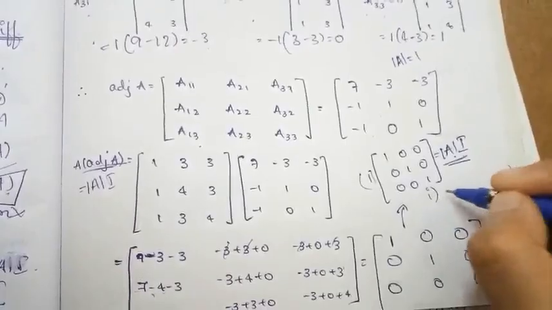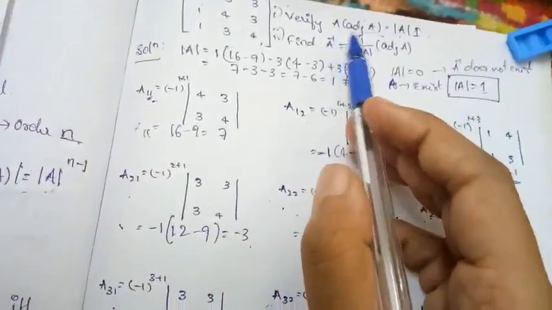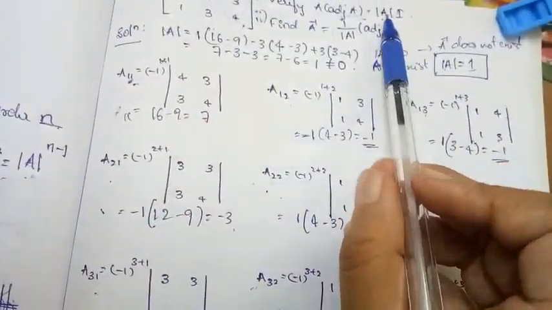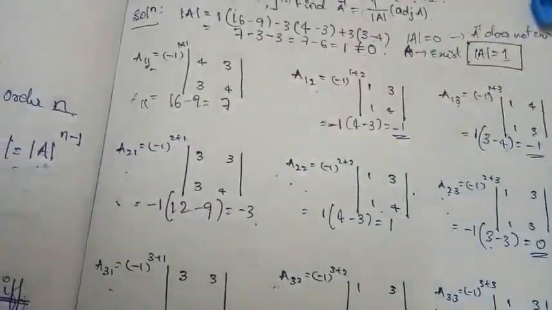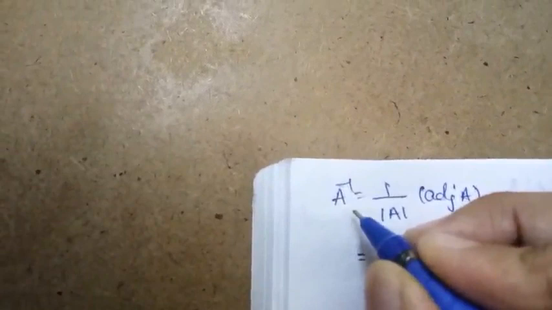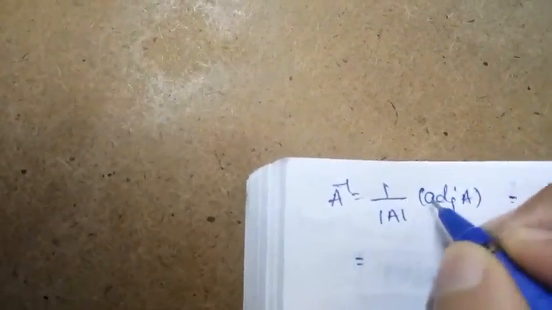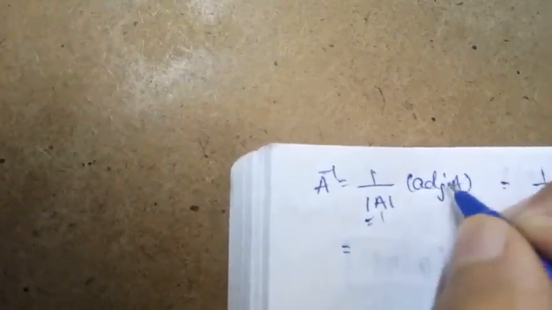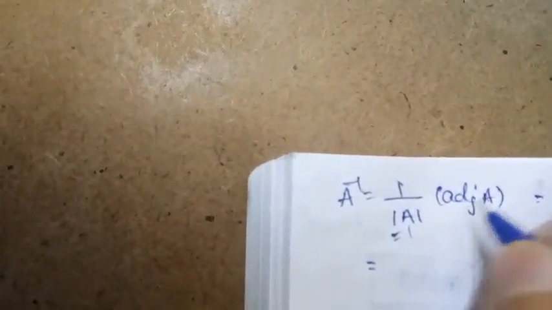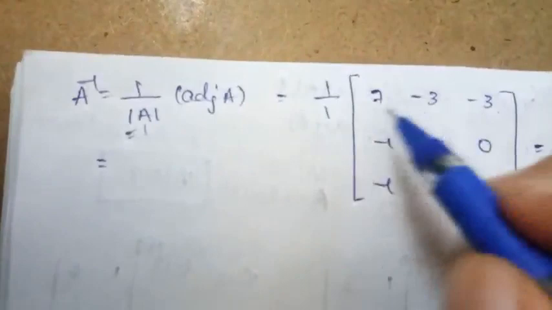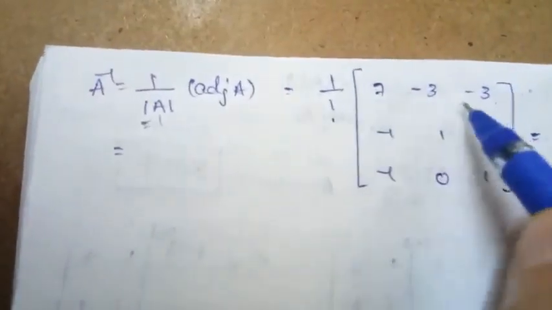So therefore we have verified the first thing, that is A into adjoint A is equal to determinant A into I. The next thing you need to find here is A inverse. The formula to find A inverse is 1 by determinant A into adjoint A. We know the determinant value of A is equal to 1, and adjoint A we have already found. So substitute that: 1 by 1, determinant value of A, into adjoint A.